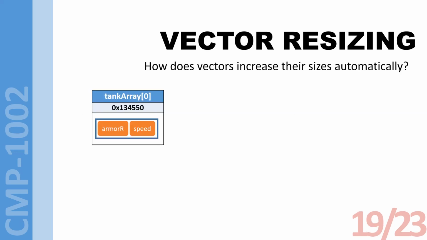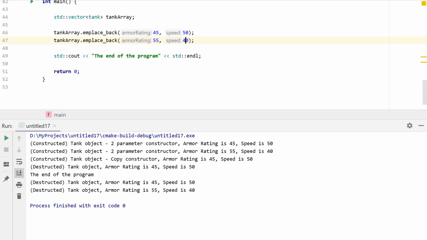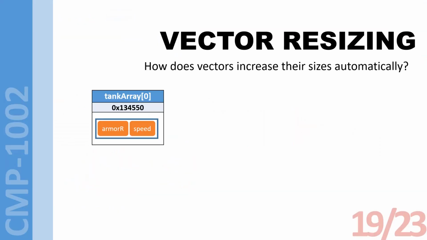So there's actually something called vector resizing I have to talk about right now. I mentioned in the start of lecture that vectors automatically increase their sizes when you are pushing more items within the vector. They know how to increase their sizes. But how do they do that? Because we didn't cover it. So after this first call, emplace_back 45, 50, this part. So this is how it looks.